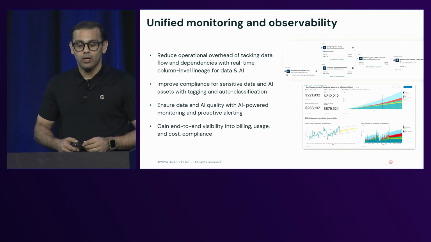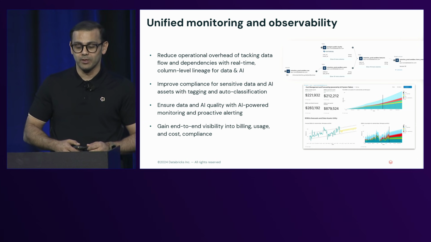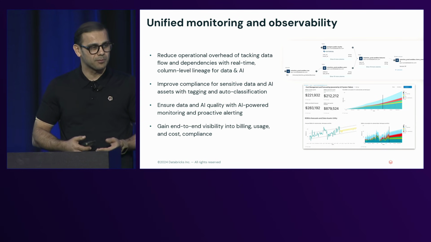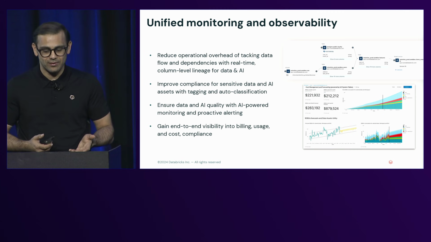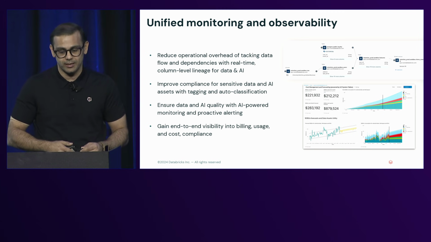With Unity Catalog, you also reduce the operational overhead of understanding data flow and dependencies with real-time lineage for data and AI. Ultimately, this helps you improve compliance by classifying and tagging sensitive data and AI assets, for example, such as PII, PCI, PHI, et cetera.